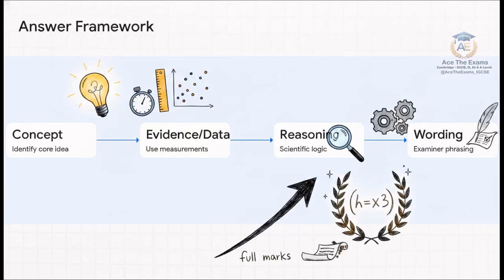Let's break down how this builds. Step 1. You first identify the core concept. Step 2. Back it up with evidence or data from your measurements. Step 3. Apply your scientific reasoning. And Step 4. Finish it all off with precise examiner wording. This is exactly how you secure full marks on a multi-part calculation.